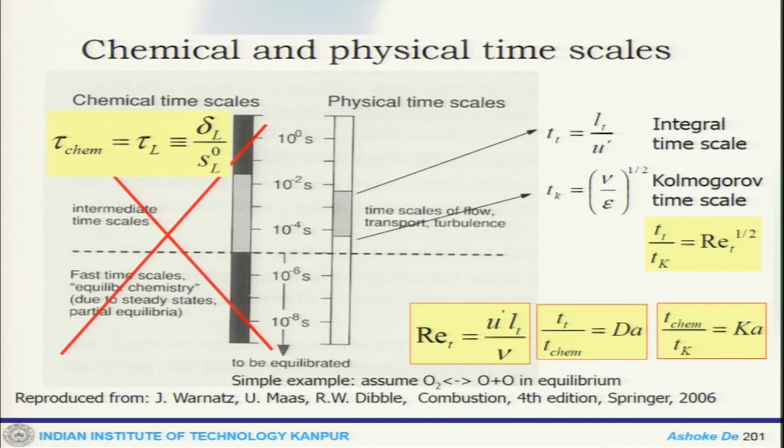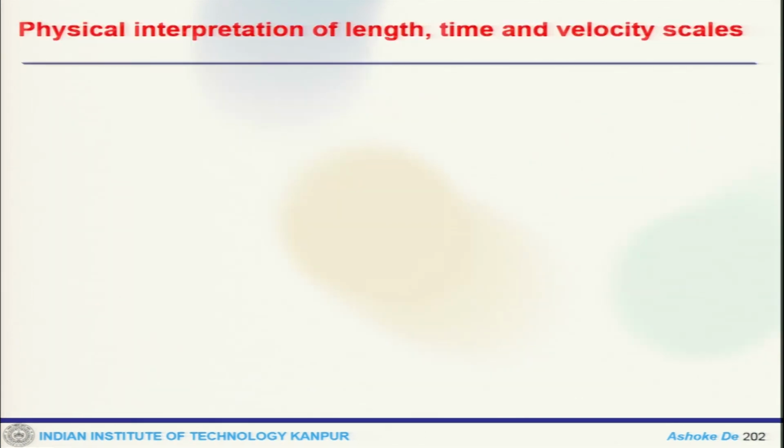You need this to be connected with non-dimensional numbers like the turbulence Reynolds number, Damkohler number, or Karlovitz number. So, the chemical time scale and the flow time scale are related. Now, some interpretation: you can have, let us say, a planar flame where a uniform flow field is coming in like this. So, this would be our SL, this is a planar flame.